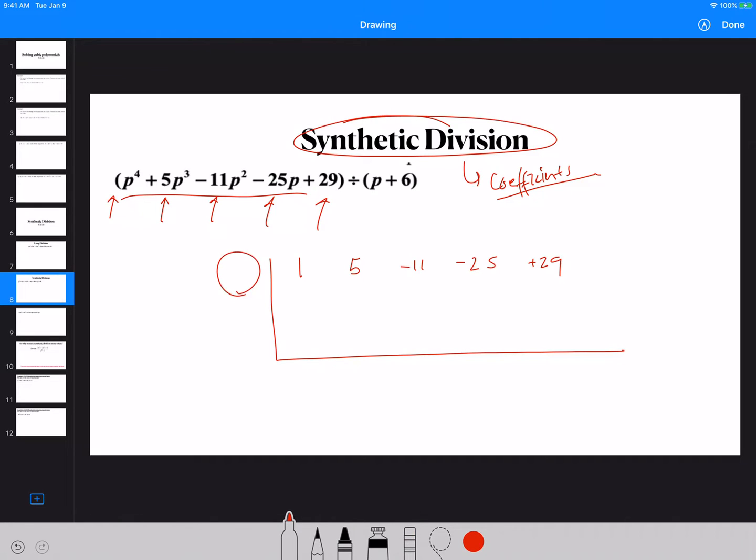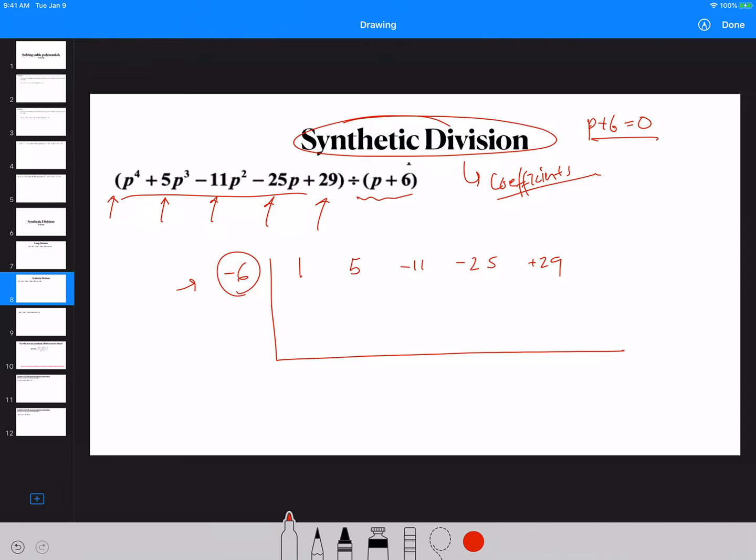And you're going to have to put a number here. Now, the number that you put here is super important. It comes from your divisor, and if it says you're dividing by p plus 6, it's basically what you're going to get if you were to solve the divisor for 0. So here you're going to do p plus 6 equals 0, which becomes negative 6.